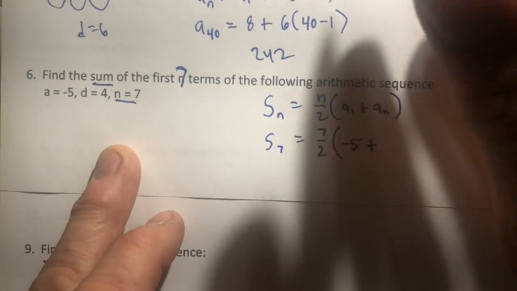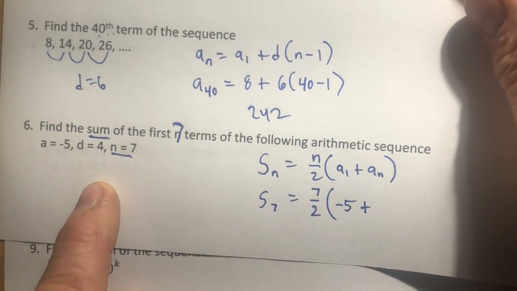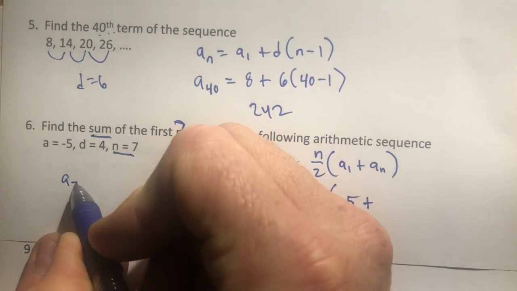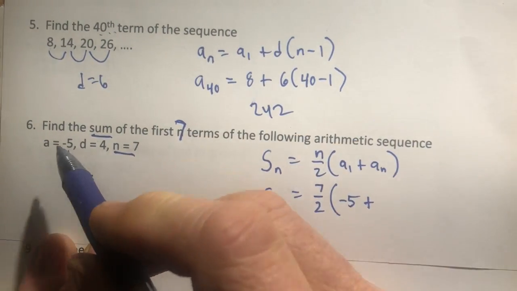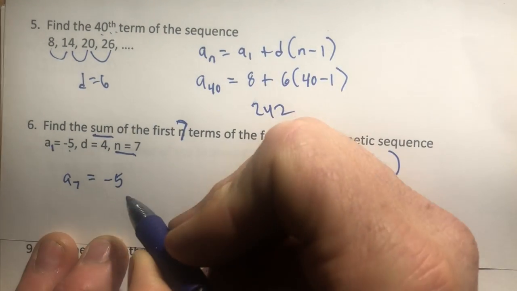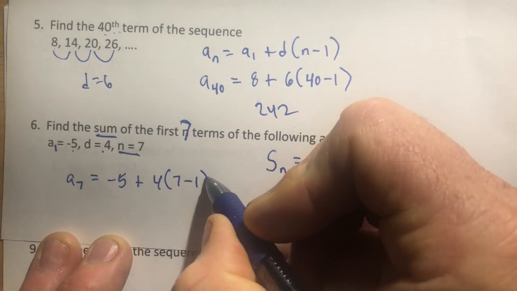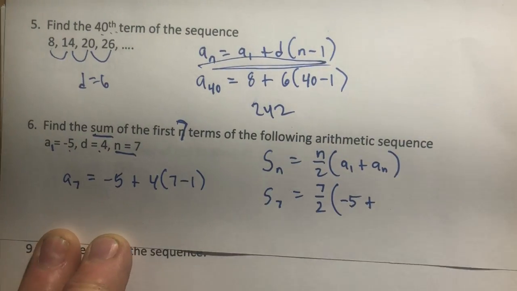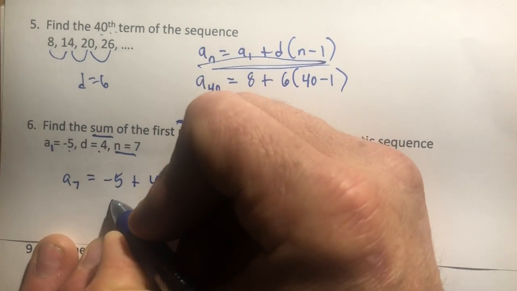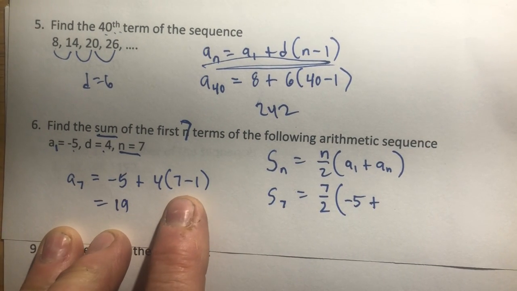So what we're going to do is we're going to go back to this formula to find the 7th term. So we're going to use this formula right here. So a sub 7 equals a sub 1, which is negative 5. That's supposed to be a sub 1 right there. Plus my D, and my D is 4. And then I want 7 minus 1. I'm just using this formula right here. And that's going to give me the 7th term. So it's going to be 19. I just did it in my head. You just punch this in.